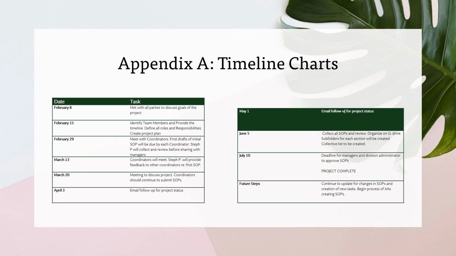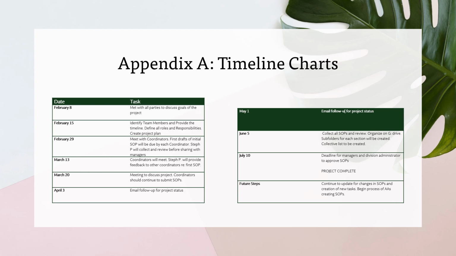February 8th, I met with all parties to discuss the goals. February 15th, we identified team members and provided the timeline. February 29th, we met with coordinators. Final drafts of initial SOPs will be due by each coordinator. I will collect and review before sharing with managers. March 13th, coordinators will meet with me. We'll provide feedback to other coordinators.